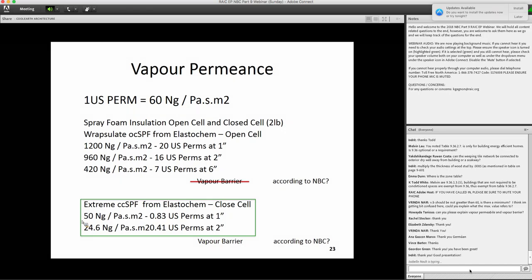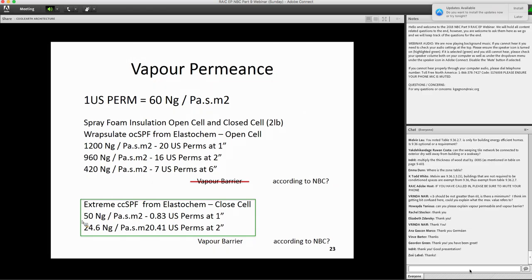You know the table is only for building energy efficient homes, optional or a requirement? Well, this is something I'm really not that versed on, the application of the National Building Code. It is my understanding that the energy efficiency is the optional one, and the other one is the minimum requirement. So the energy efficiency is for if you want to pursue further energy efficiency.